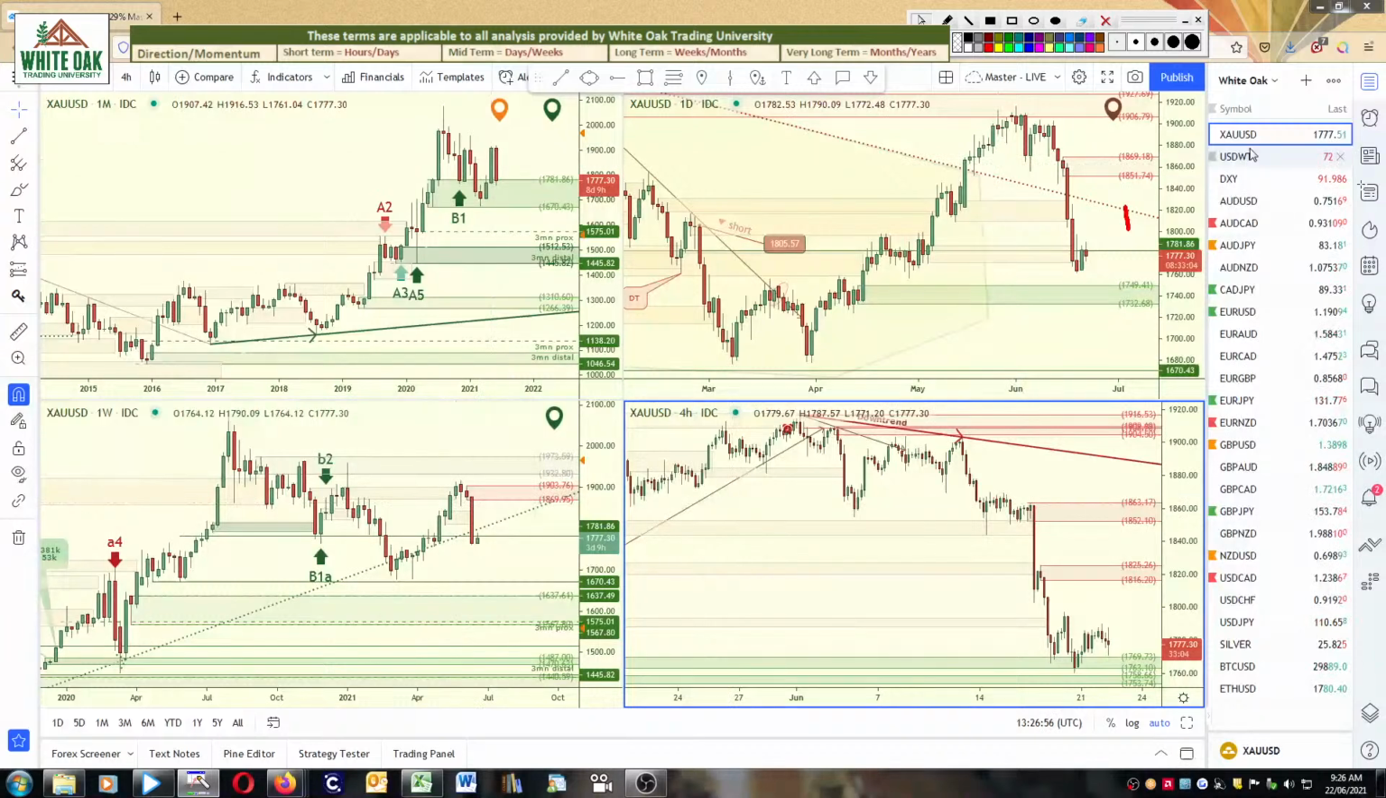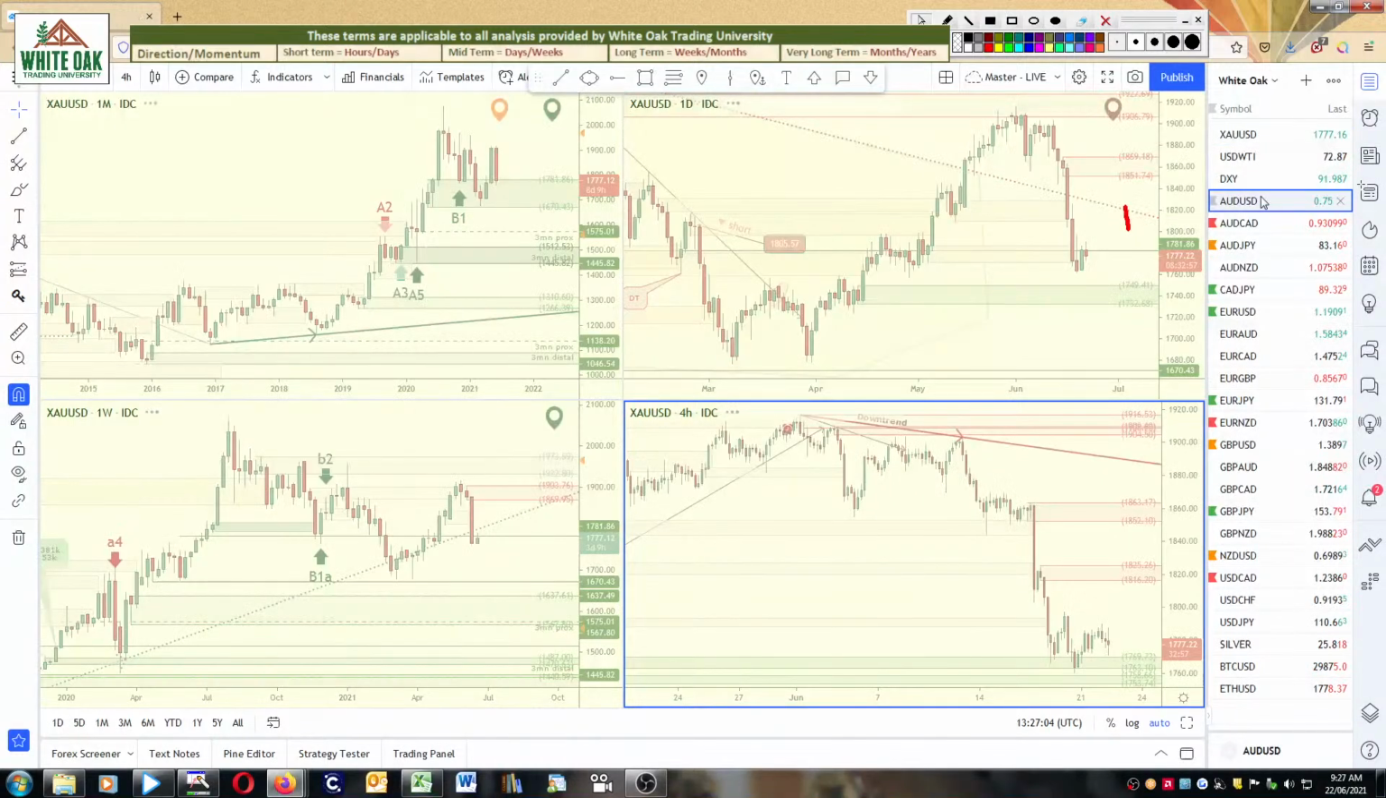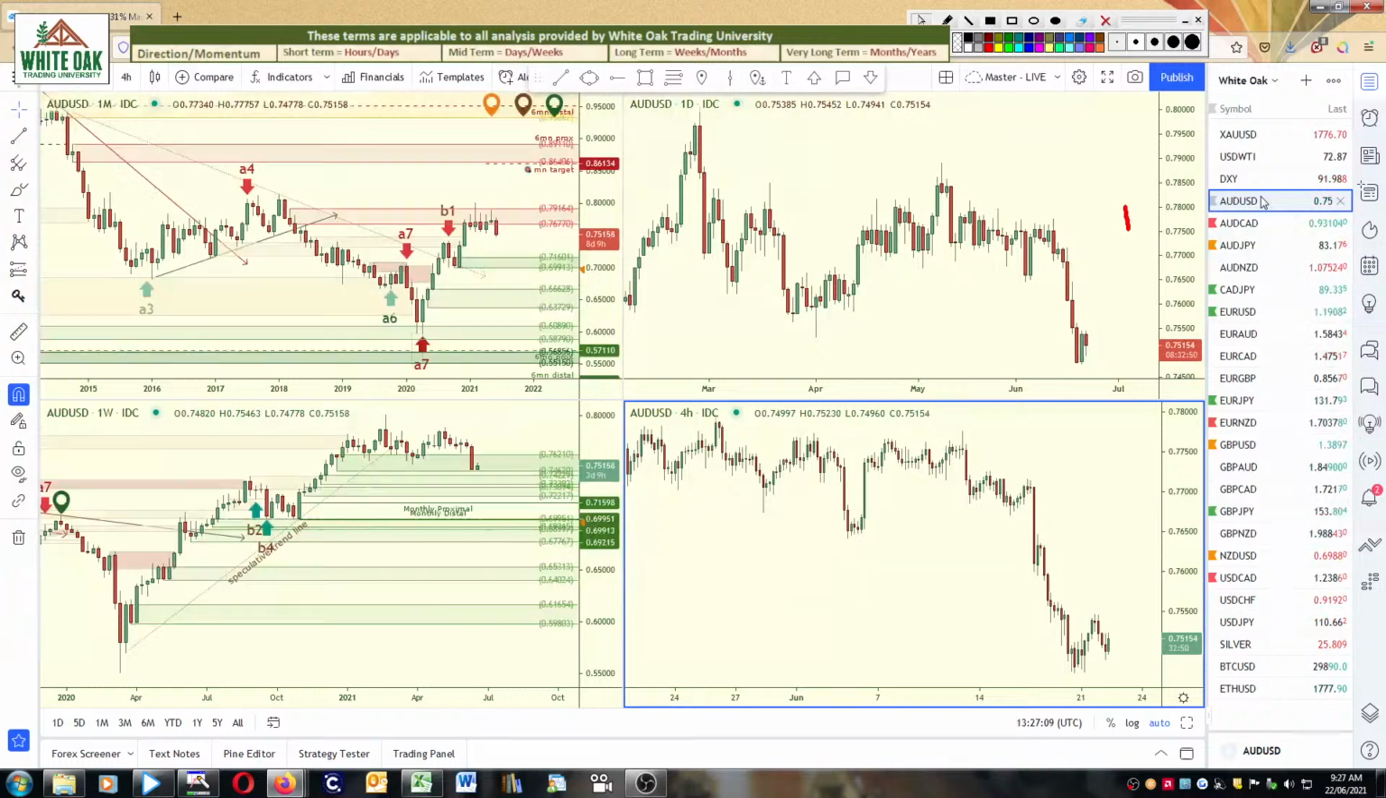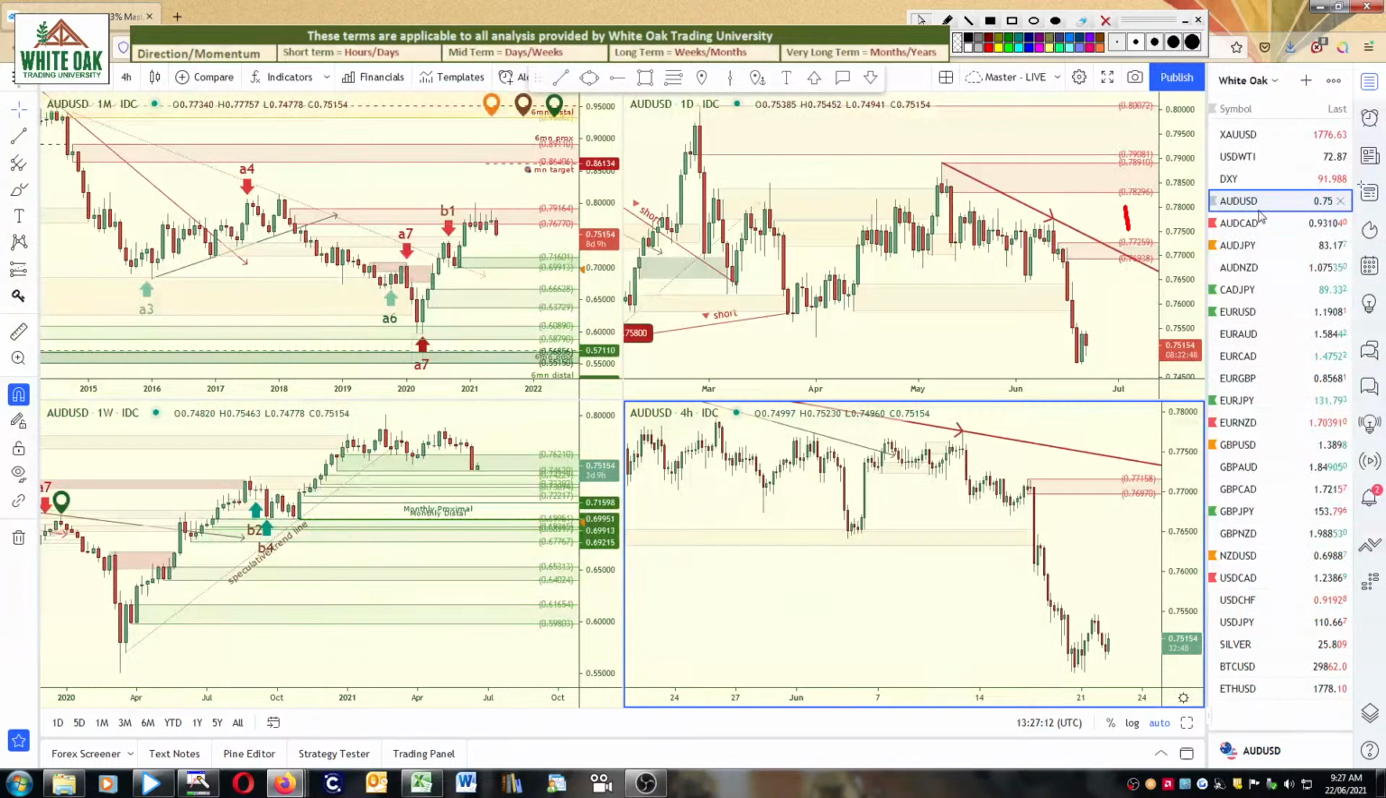So let's go quickly over just a couple more, and then I will let you go on with the rest of your day. So we see the Aussie has pulled back, and there's still room for it to drop. It's just on the verge of breaking through some institutional demand zones. And if that happens, price can drop even more so.